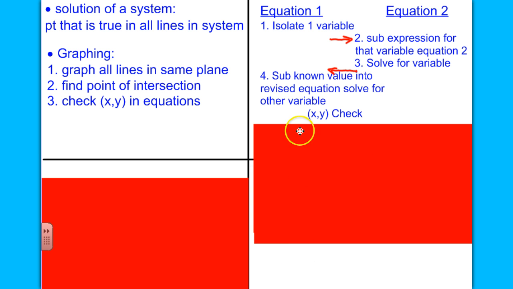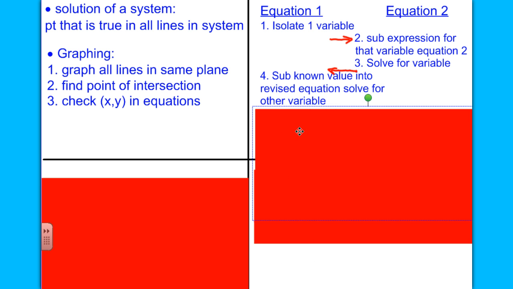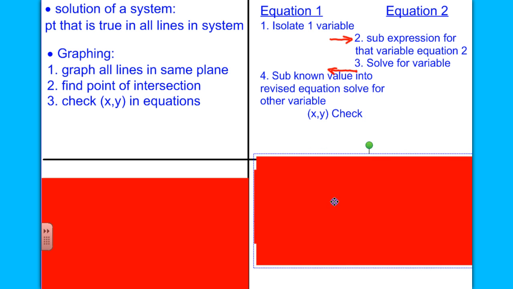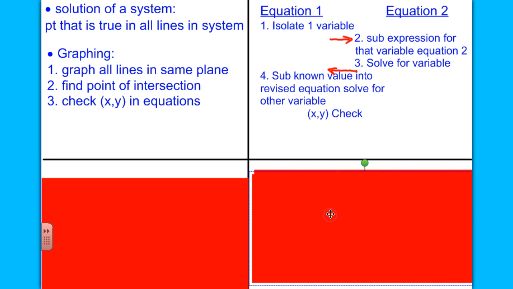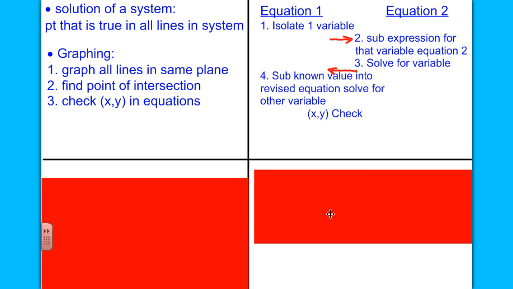Not just one number, it has to be 2. It's a point. It's a point where they both cross, just like we saw when we graphed. Okay?